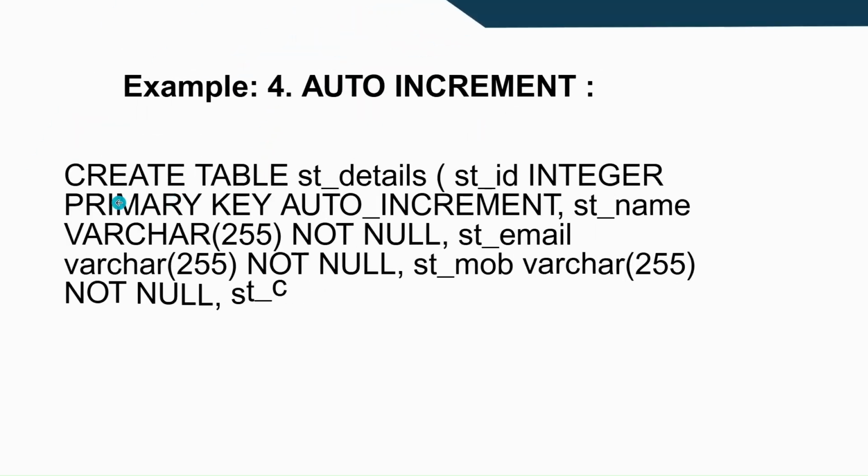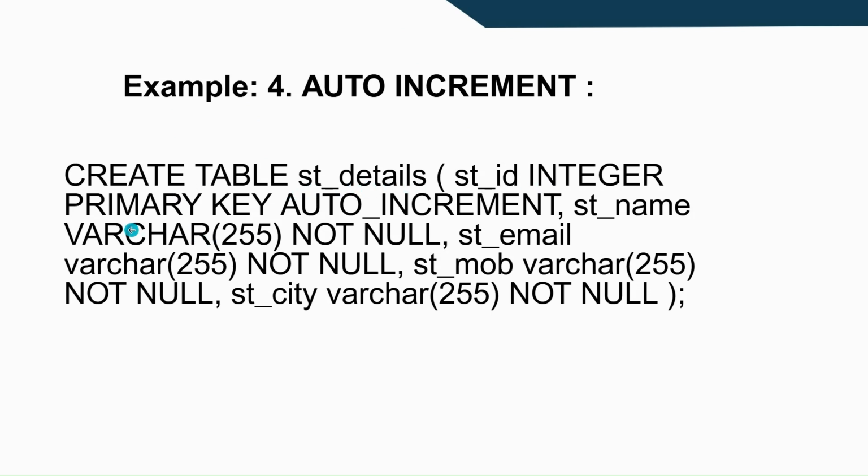Okay. Then next, we have auto increment. The same thing, create student table, ID integer, primary key we are giving, auto increment. See, why we are giving an auto increment here is because each new ID will automatically get a number, like 1, 2, 3, 4, 5, 6. So that's the reason we use auto increment here. Then the student name varchar not null, email ID varchar not null, student mobile not null, city not null.